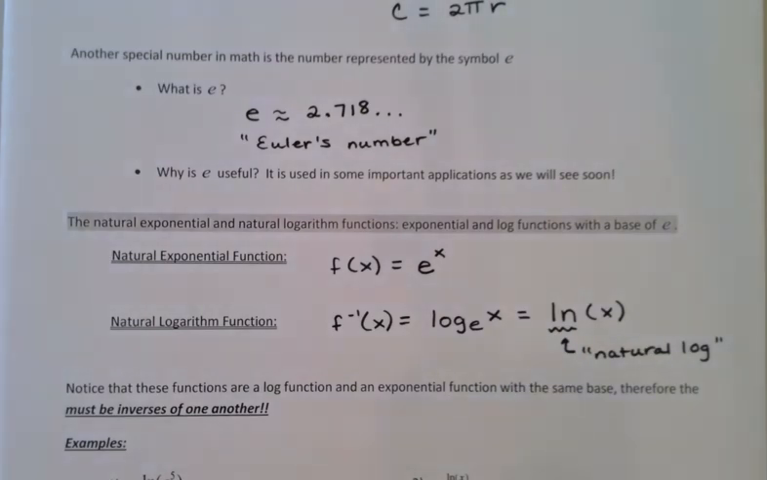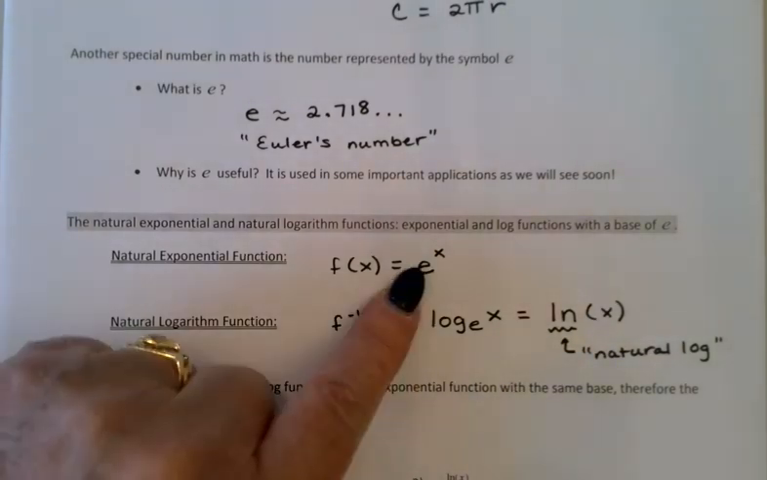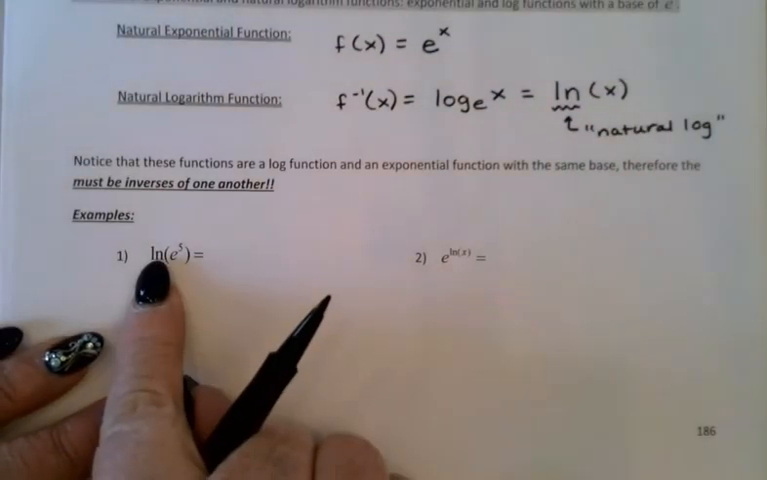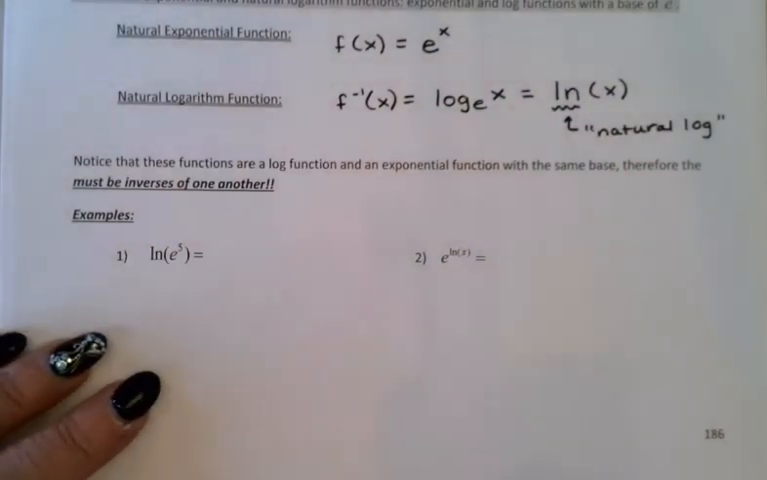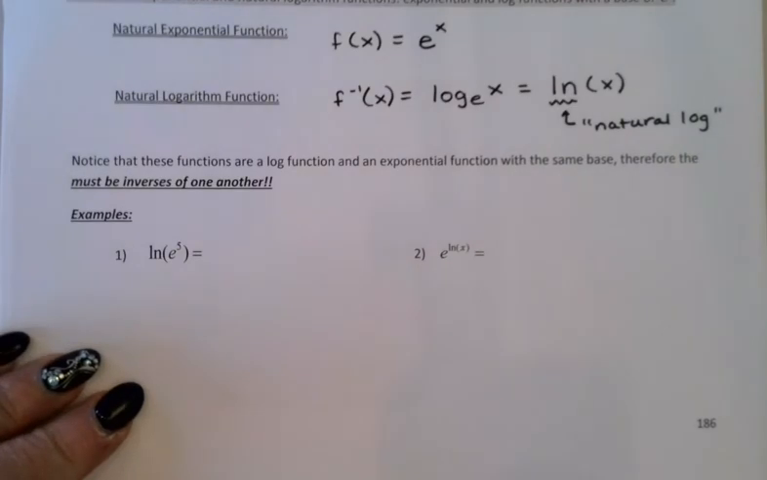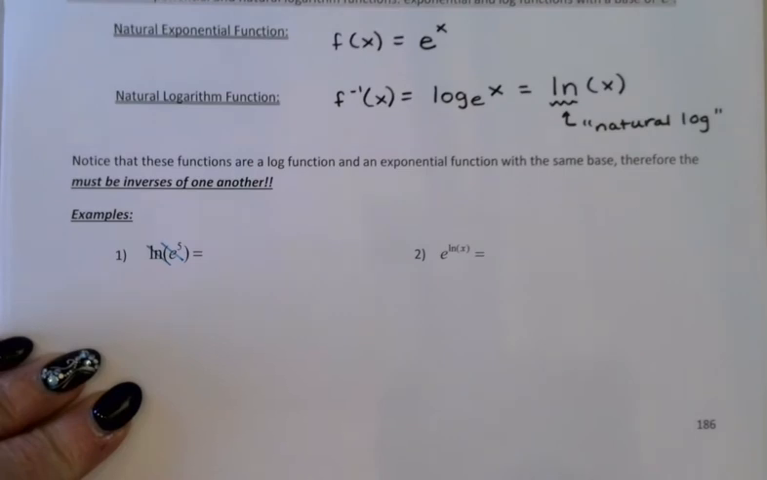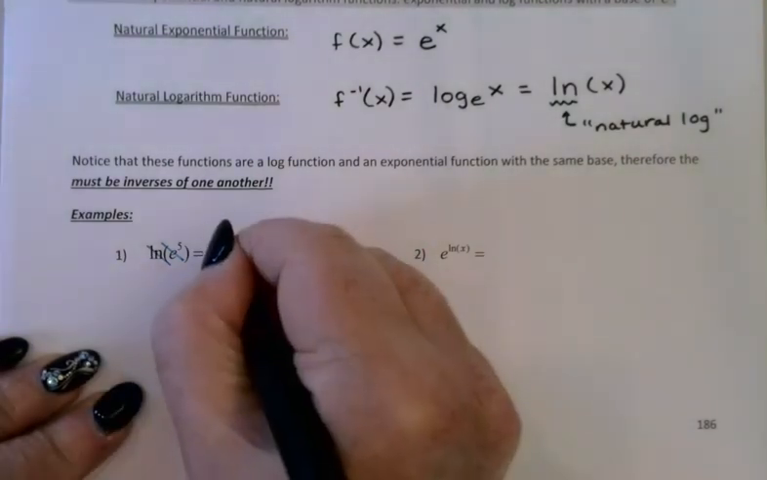ln of x. So e to the x and ln of x, or natural log of x, are inverse functions. They do and undo each other, just like any other log and exponential function with the same base. Keeping that in mind, if I asked you what is the natural log of e to the fifth, you would simply say, well, natural log and e are inverses. Therefore, that equals 5.